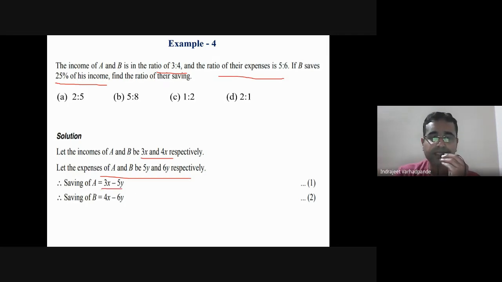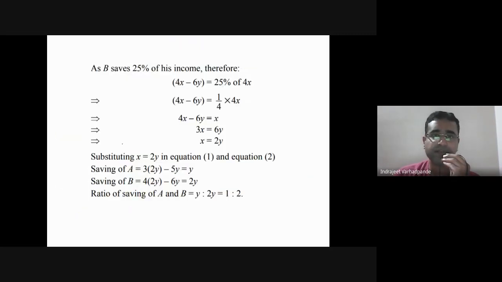Income minus expense, so 3x minus 5y. Saving of B, 4x minus 6y. Now what additional condition is given? B saves 25% of his income. What is income of B? Income of B is 4x. From this, how much he saves? 25%. What is saving of B? 4x minus 6y. So B saves 25%.